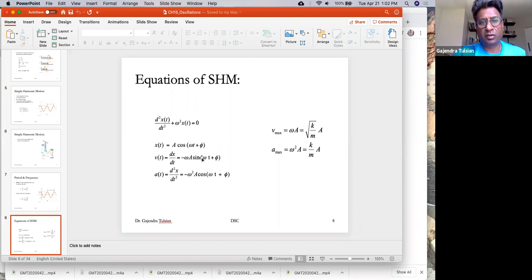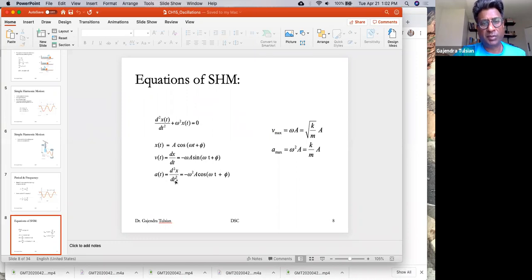And you see sine or cosine functions, the maximum value they can have is 1. So the maximum velocity would be A omega, plus or minus A omega. And that happens, you remember that the velocity is maximum at the equilibrium position.